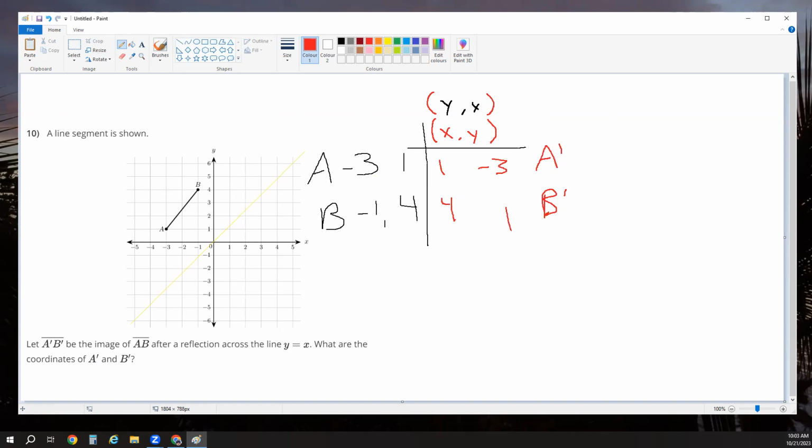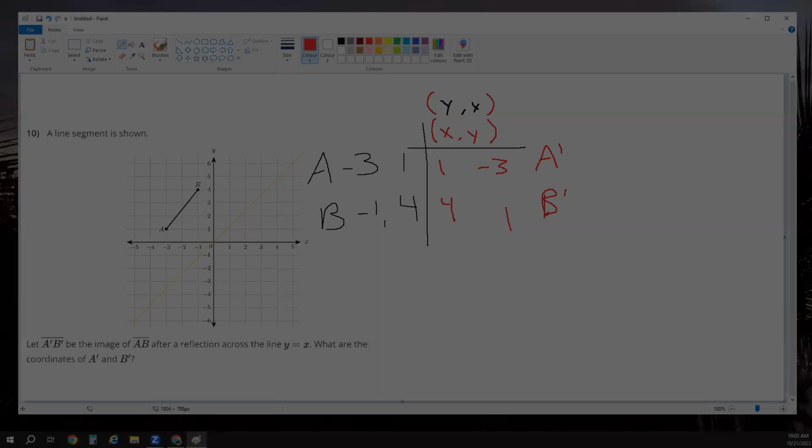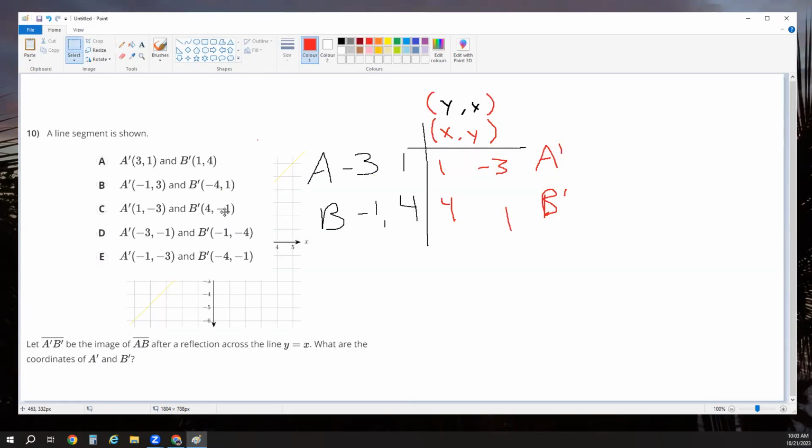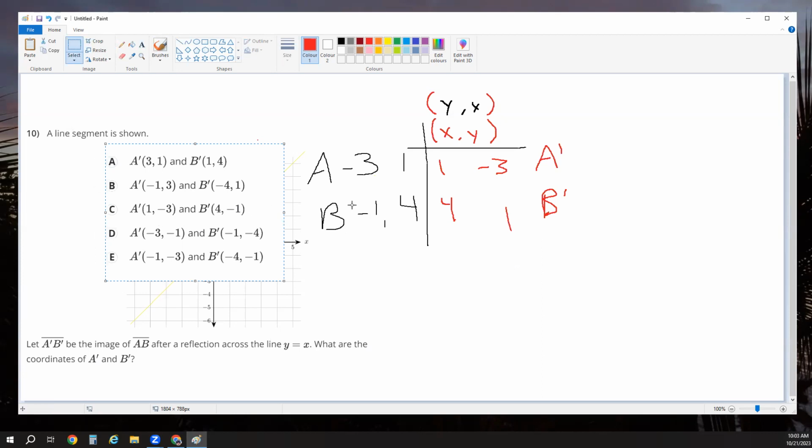So let's see if that is a group of answers. -1 and -3. 1 and -3. Okay, and 4 and -1. 4 and -1. Forgot to move that negative sign over to there. So, yep. So that's it.